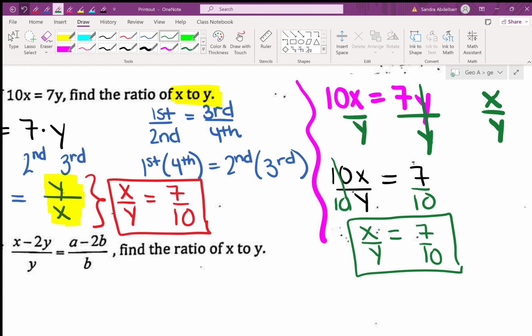How many people like the first way better? How many people like the second way better? Okay, thanks for voting, everybody. Thanks. I really appreciate it.